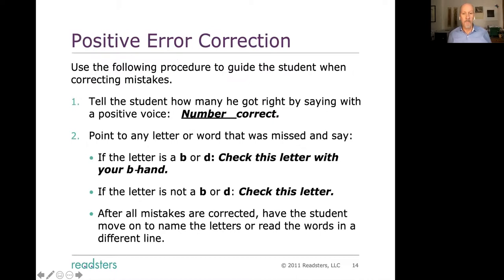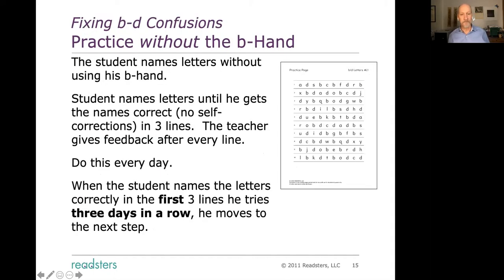Now, positive error correction: we always like to tell the students how many they got right before we go back and fix any errors. So if you got 9 right, if you got 5 right, let's fix the ones and then move to the next row.